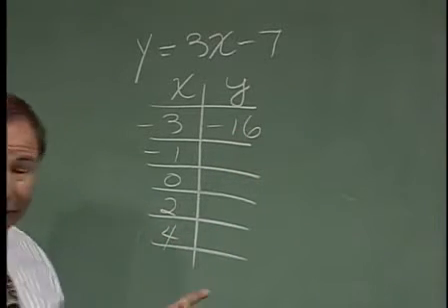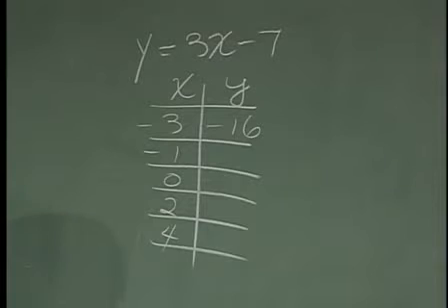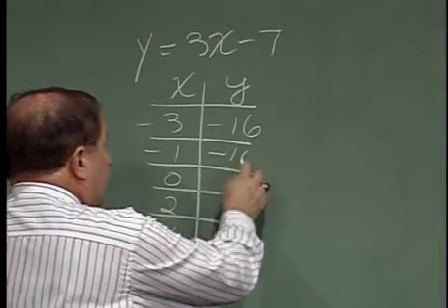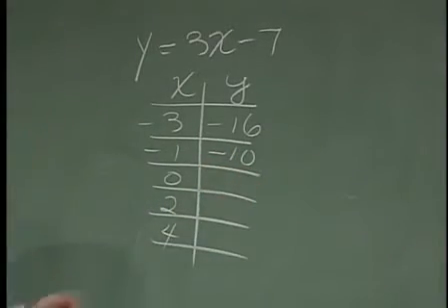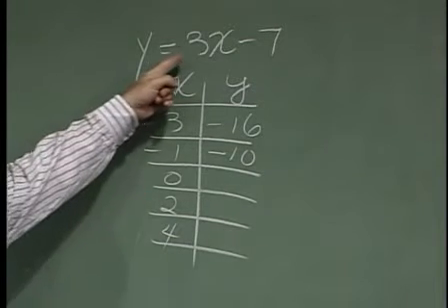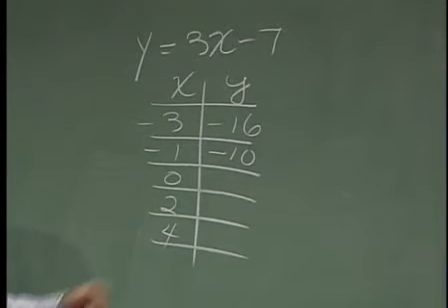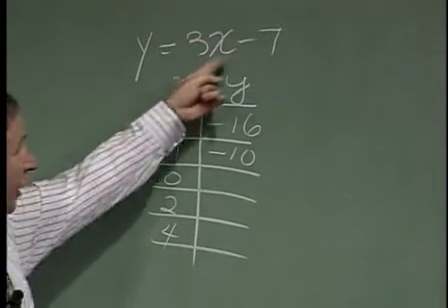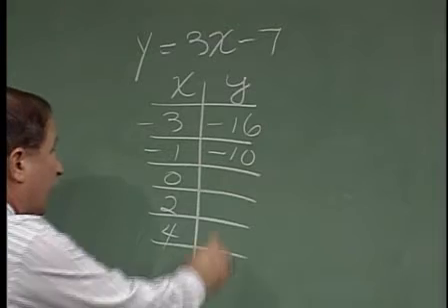Okay. Plug in -1. See, 3 times -1 is -3 minus 7 is -10. When x is 0, it's really simple. I don't care what the number is in front of the x. This could be 300 billion. 300 billion times 0 is still 0. So all we got to do is say, hey, when x is 0, y is -7.